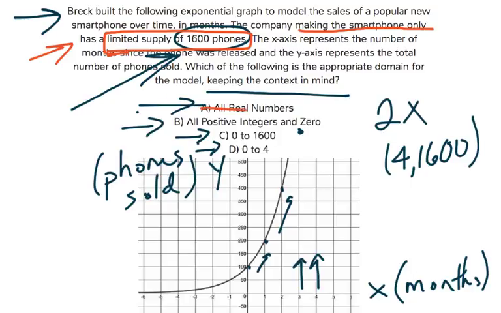So all real numbers wouldn't work. All positive integers wouldn't work because there's too many above 4. C also sounds kind of correct, 0 to 1,600. That's actually the range of this model, right? That's the outputs that could come out of it for the y values. But since we are talking about domain, we're talking about x values and inputs. So the only answer that works is actually just D, 0 to 4 here.